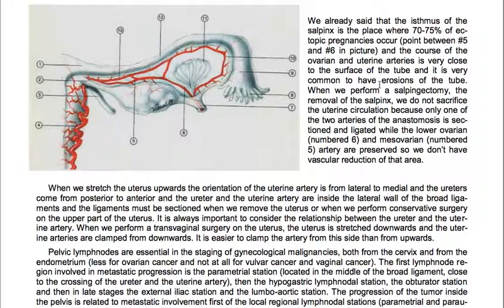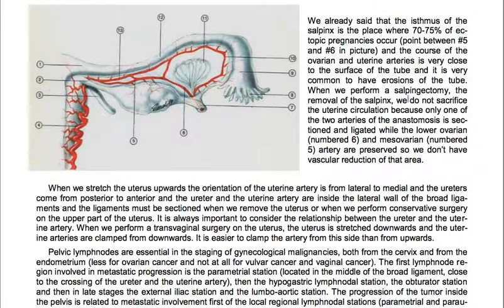When we perform a salpingectomy, which is removal of the salpinx, we do not sacrifice the uterine circulation, because only one of the two arteries of the anastomosis is sectioned and ligated, while the lower ovarian and mesovarian artery are preserved, so we don't have vascular reduction of that area.